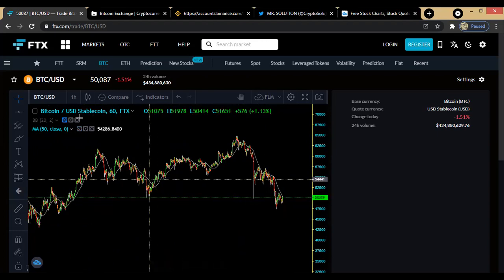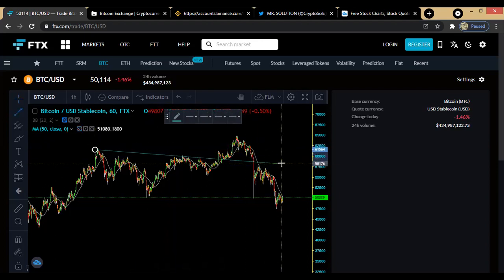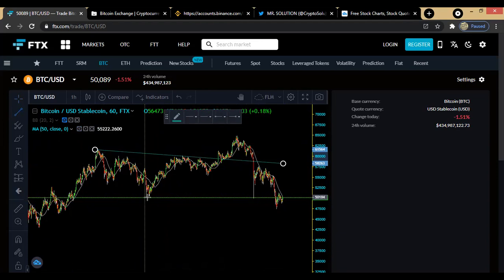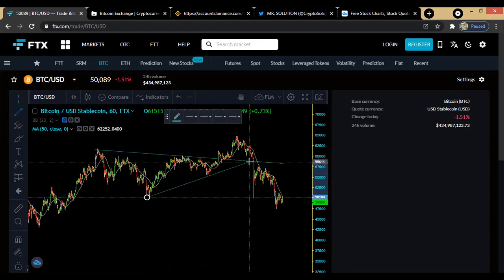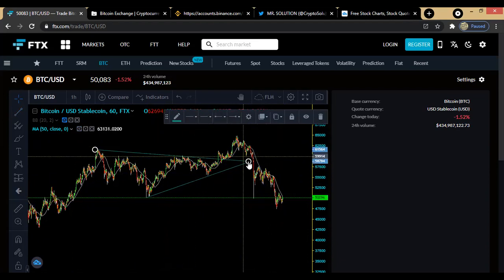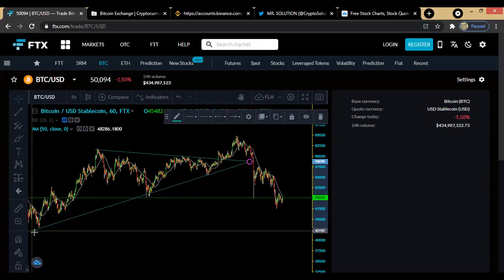But before then, let's look at the general chart and how the movement has been all this while. We got this here, and then we have this here. This is called a descending triangle. It formed here, and after that we had a shoot up. The shoot up continued up to this very moment. The next thing that happened was this correction. We witnessed this correction here.